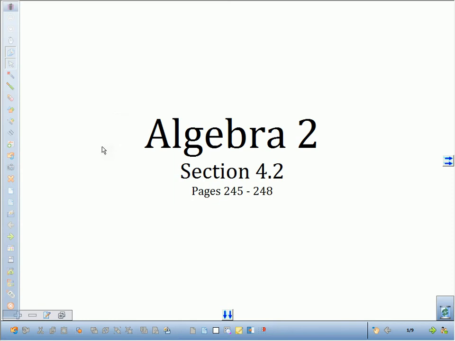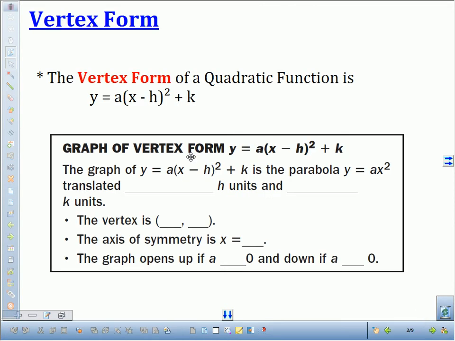Alright, these are the notes for Algebra 2, Section 4.2, pages 245 through 248 in your textbook. And we're looking at graphing quadratic functions in vertex form and in intercept form. Let's start with vertex form.